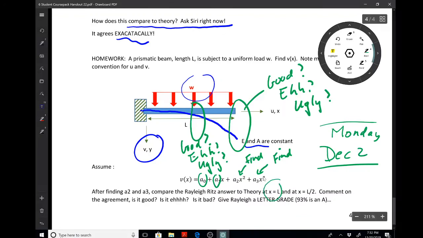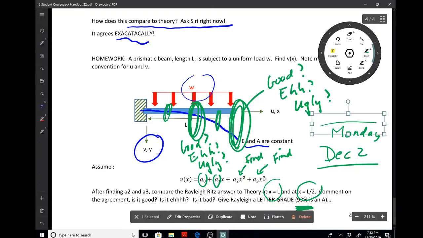So what I'd like you to do is check at x equals L over 2, and then give me sort of an agreement. In other words, if you're like 93% or above of theory here, you know, give Lord Rayleigh an A. If you're at 85% of theory here, you know, he gets a B or whatever, okay? But it's Lord Rayleigh, so I'm sure he's going to be okay.